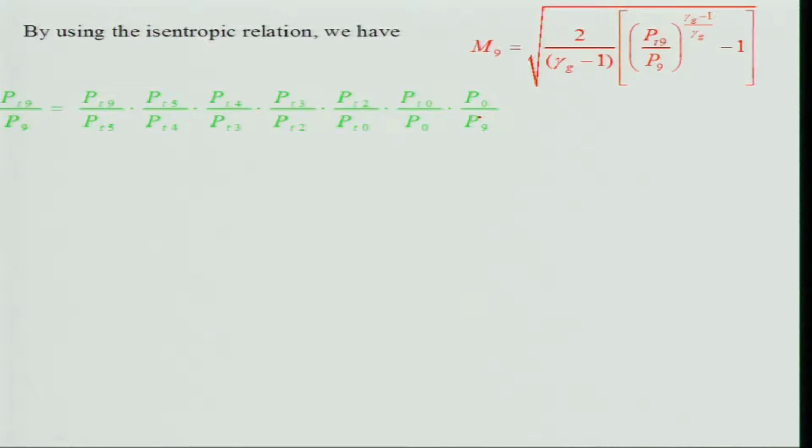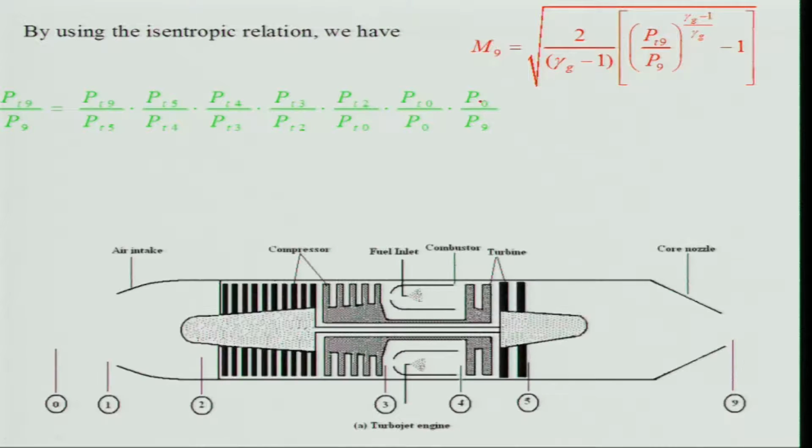We cannot afford to say that at this moment, because it is not fully expanded. I cannot say p0 is equal to p9 in the case of a real cycle. It can be if it is fully expanded. If it is not, it will be different. It can be over expanded, it can be under expanded. So now, what are these terms?